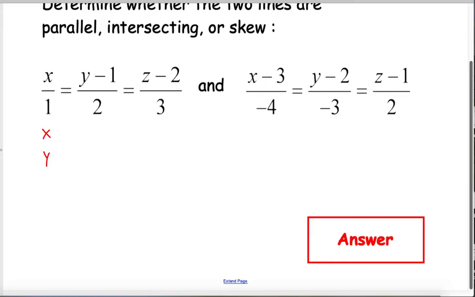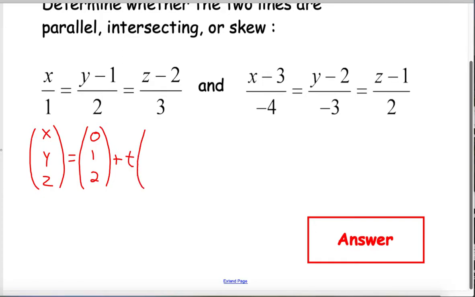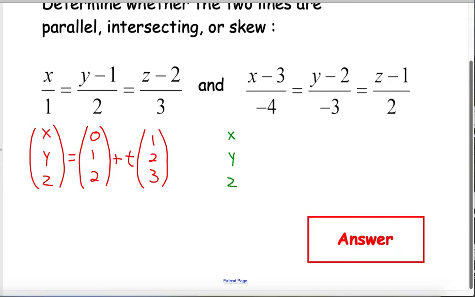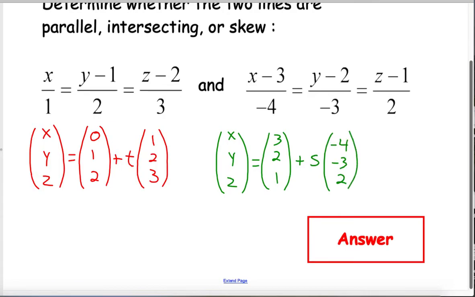So the first one, let's write as x, y, and z equals, and we're going to have (0, 1, 2) plus, and I'll use t as my parameter for the first one, and we get our vector (1, 2, 3). That's the direction vector of our line. All right, for the second one, we have x, y, z equals, the point is going to be (3, 2, 1). And I'll use s for the parameter for this one. And then our direction vector is (-4, -3, 2).